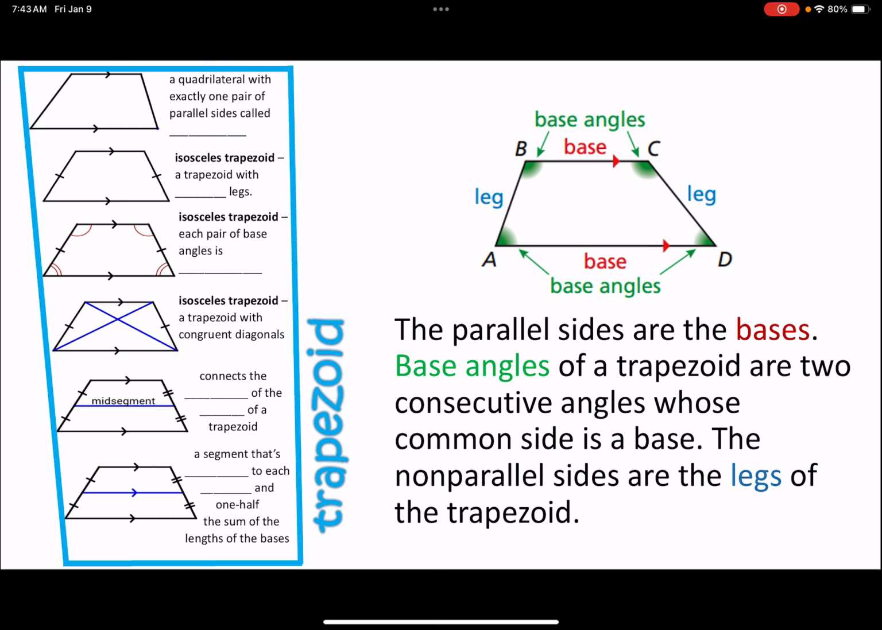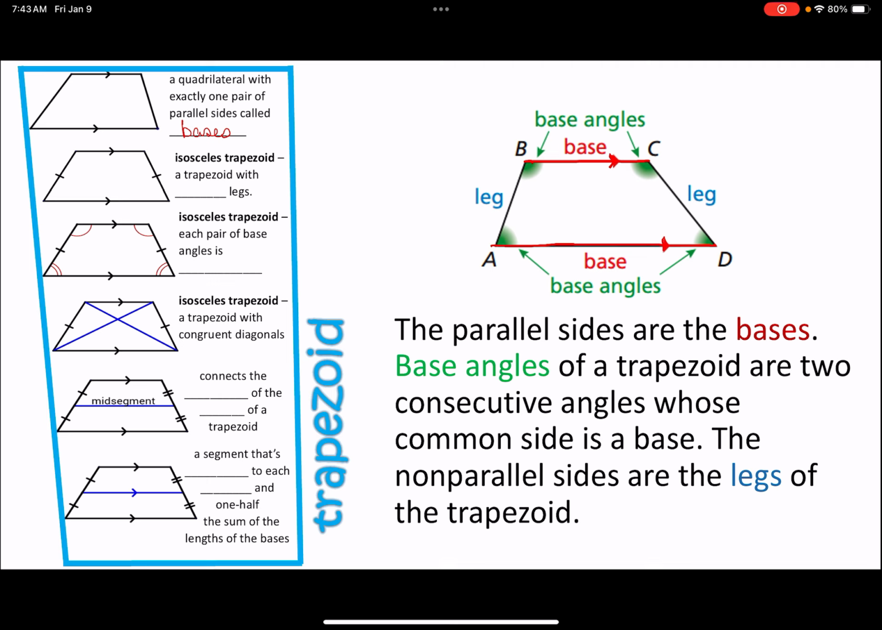So a trapezoid is a quadrilateral with exactly one pair of parallel sides, and those parallel sides are called bases. So this is a base, and this is a base, and we know that it's a trapezoid because it only has one pair of parallel sides, not two. The other two sides are called legs.